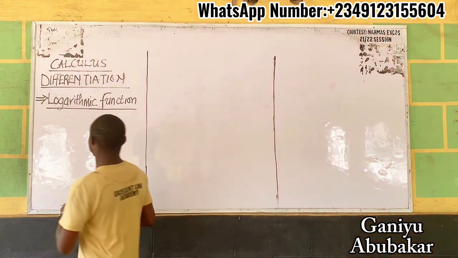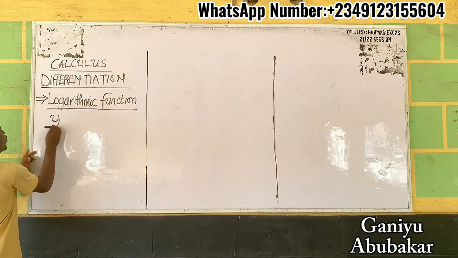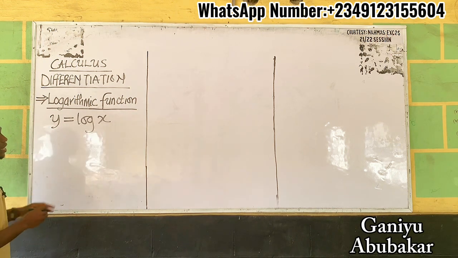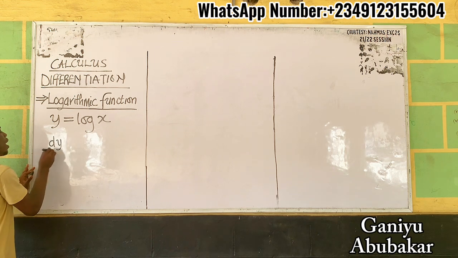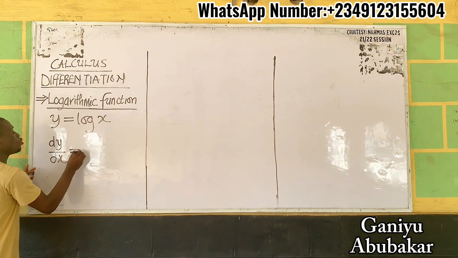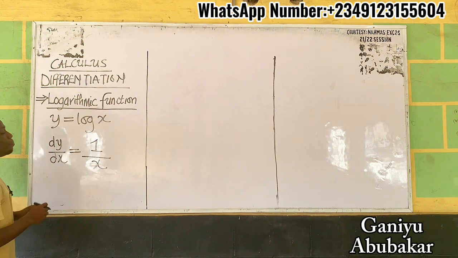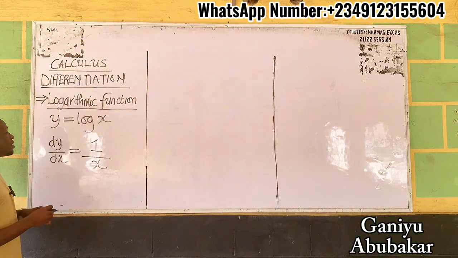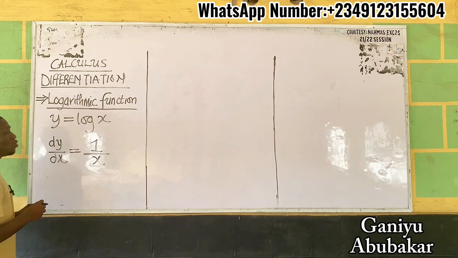For instance, let's say I have y equal to log x. Please note that dy over dx here will be equal to 1 over x. Please bear in mind, if I have that y equal to log x, dy over dx will be equal to what? 1 over x.